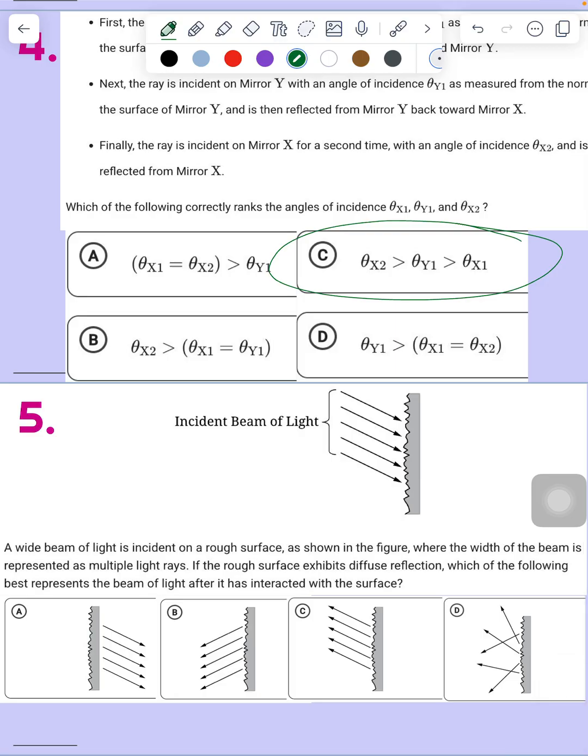Number 5: a wide beam of light is incident on a rough surface, as shown in the figure, where the width of the beam is represented as multiple light rays. If the rough surface exhibits diffuse reflection, which of the following best represents a beam of light after it has interacted? Well, diffuse literally means it goes in all different directions. It's not that it is not following the law of reflection, but each light ray is going to experience something different when it hits those areas. So we are going to see a diffuse interaction.